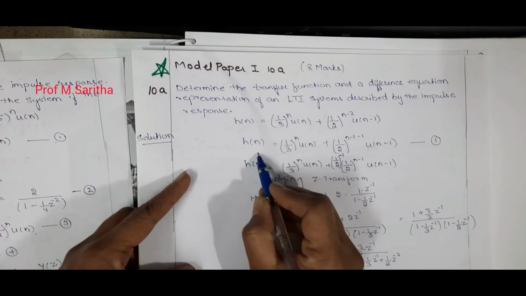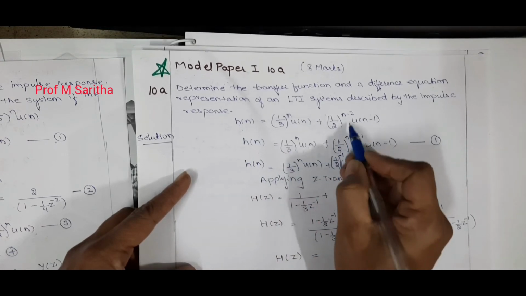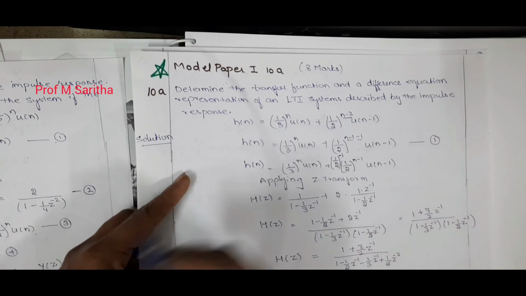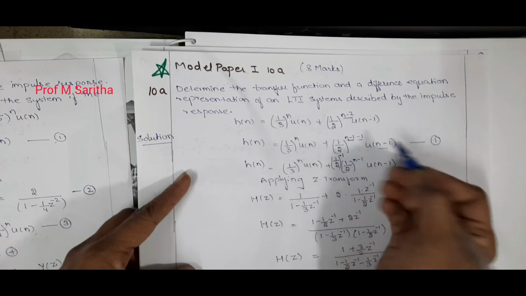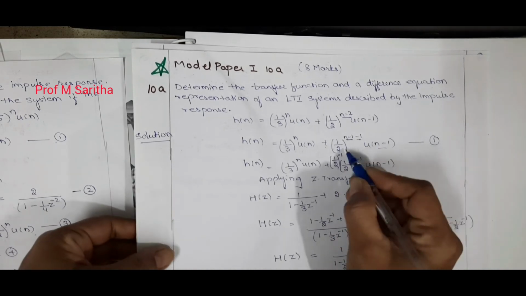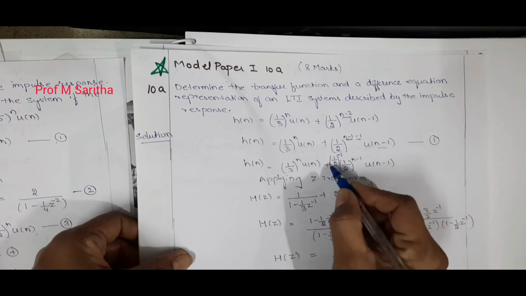Where h of n is (1/3)^n u of n plus 1/2 (1/3)^(n-2) u(n-1). This n minus 2 I am writing as n minus 1 minus 1, because here you have n minus 1, so I am trying to get it in this form, equation 1. So I am using the formula a raised to m minus n in this form. So this I am writing separately.